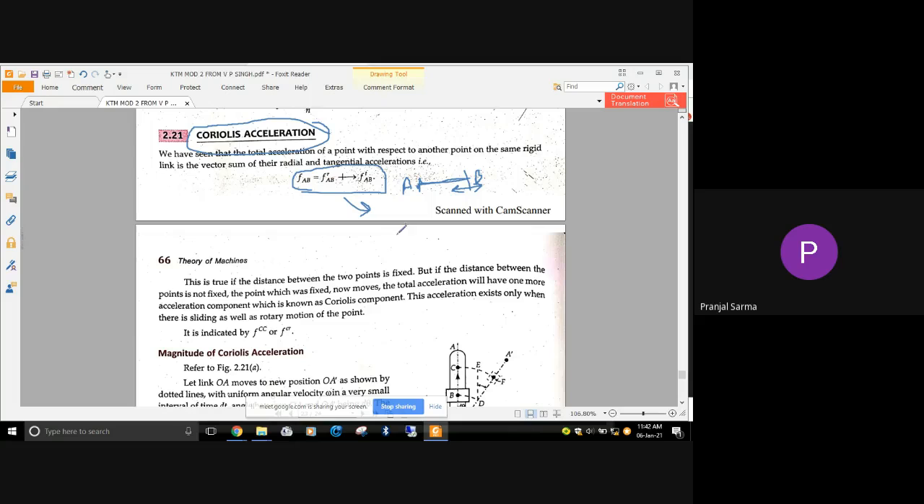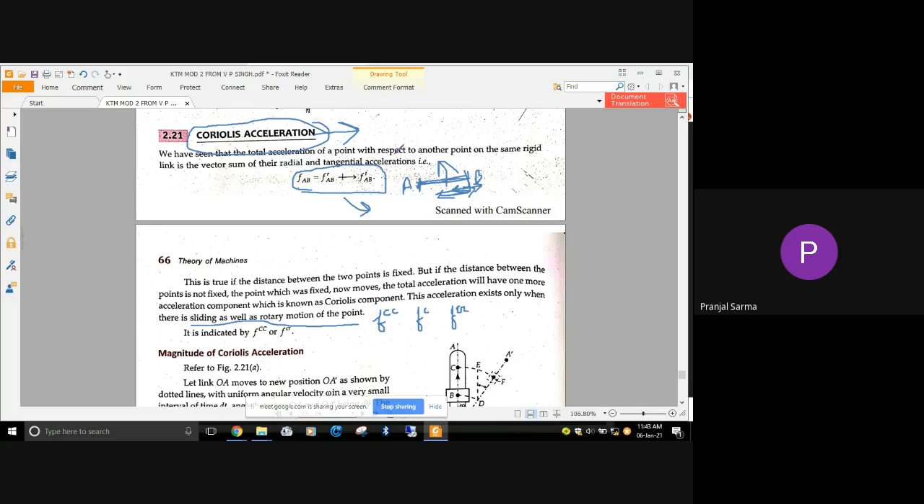Now, this particular Coriolis component of acceleration will only exist when there is sliding as well as rotary motion of a particular point, and generally it is denoted by F suffix CC for Coriolis component, or only F superscript C, or sometimes FCR in short. Okay, so we know the rate of change of angular velocity is angular acceleration. Whenever we say that the distance between 2 points is not fixed, it means the point is rotating and at the same time sliding. This acceleration component will come when there is sliding as well as rotational motion of a point.